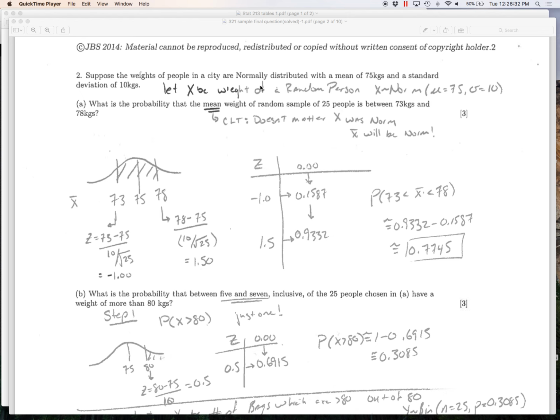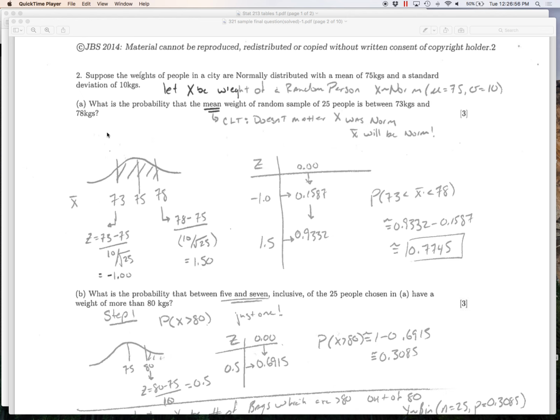x is the weight of one random person. So it's not this distribution here. It's not normal with this and this. Here, when you're talking about the average, we will use the central limit theorem. So here x bar, or the mean weight, will be normally distributed with mean mu and standard deviation sigma over root n.